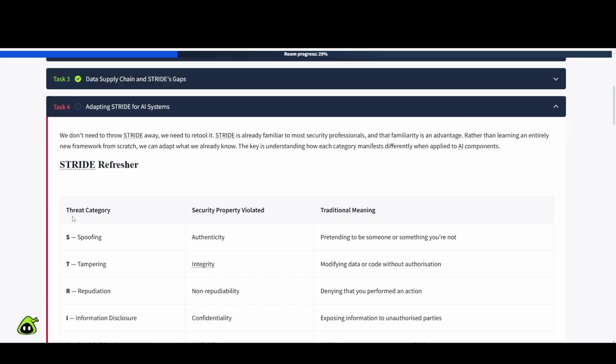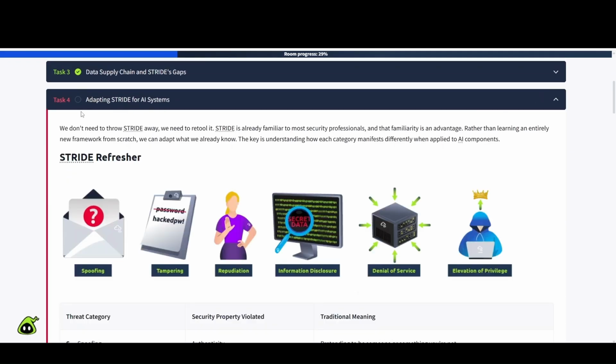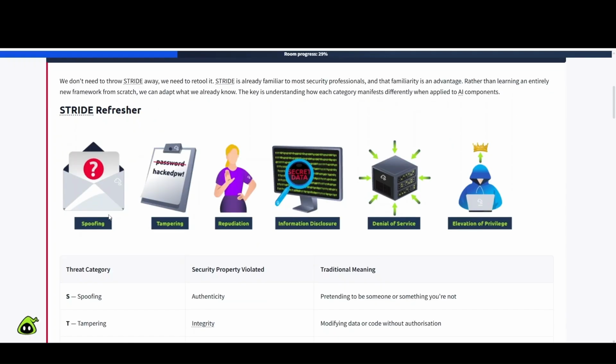Task number 4, adapting STRIDE for AI systems. We don't need to throw STRIDE away, we need to retool it. STRIDE is already familiar to most security professionals, and that familiarity is an advantage. Rather than learning an entirely new framework from scratch, we can adapt what we already know. The key is understanding how each category manifests differently when applied to AI components. STRIDE refresher: spoofing, tampering, repudiation, information disclosure, denial of service, and elevation of privilege.